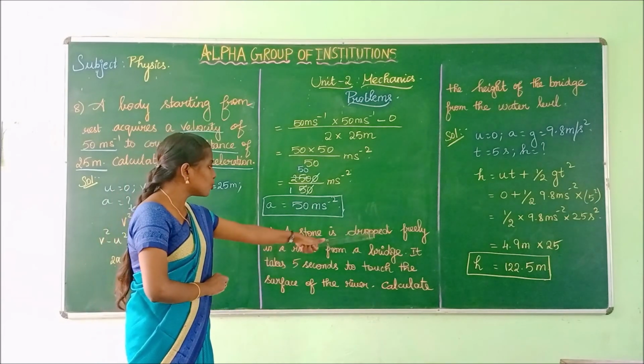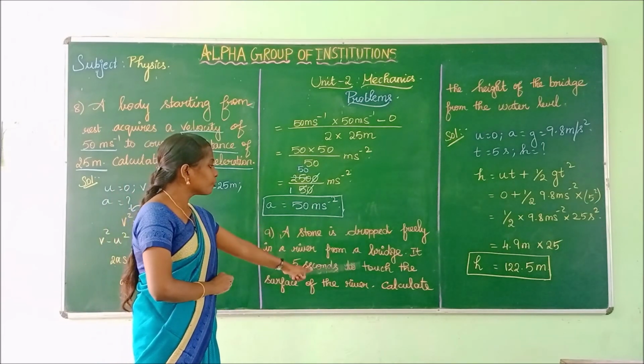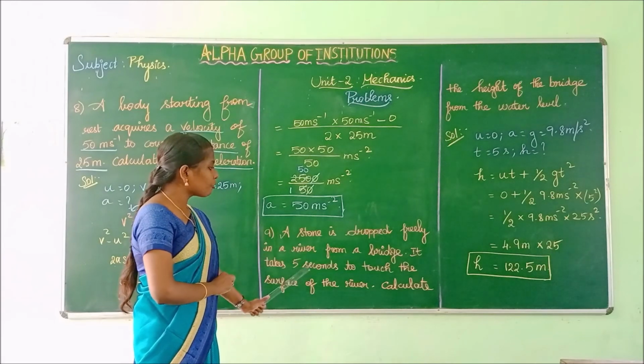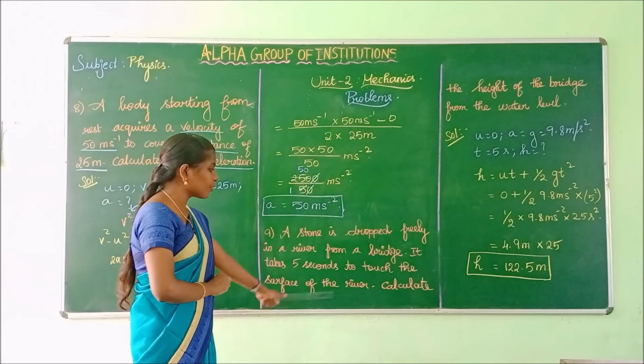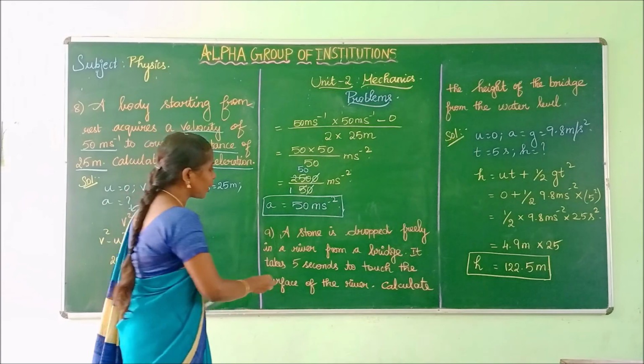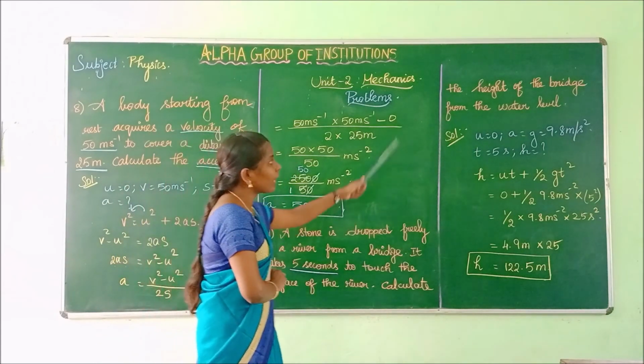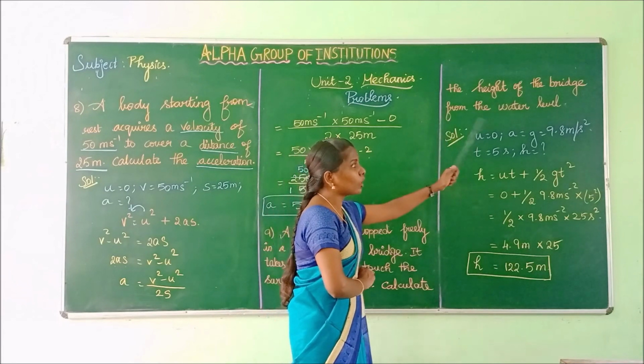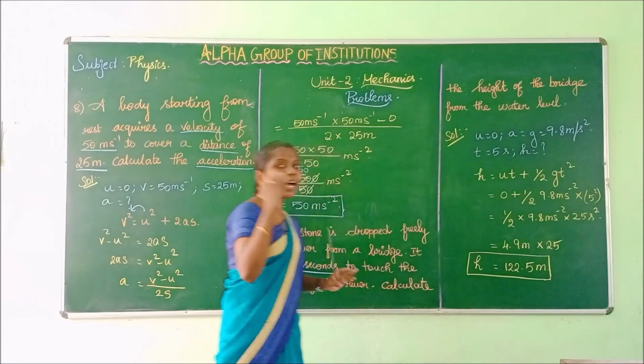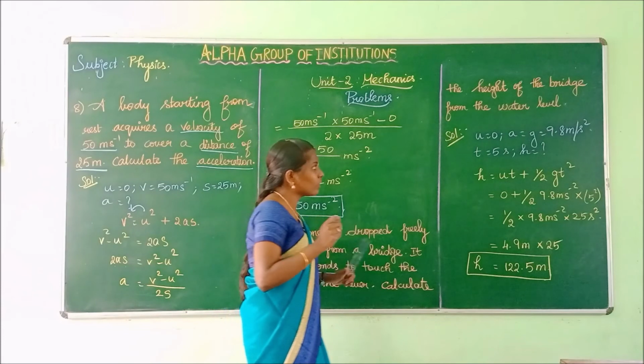A stone is dropped freely in a river from a bridge. It takes 5 seconds to touch the surface of the river. They have given us a value for time, 5 seconds. We have to calculate the height of the bridge from the water level.